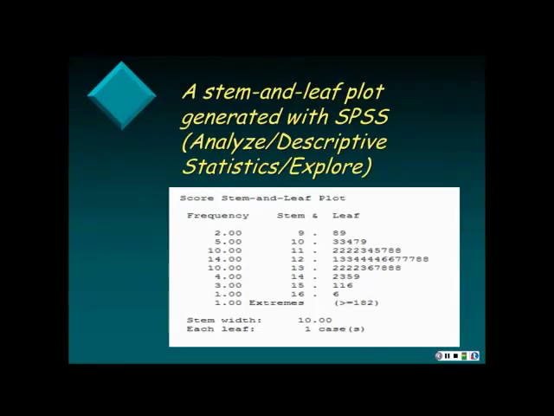And here's just a stem and leaf plot generated with SPSS, one of the statistical packages that you can use for this, generated by using a pull-down menu: Analyze, then select Descriptive Statistics, then Explore. Then you'll get to a dialog page and you need to move your variable over and then basically click OK.